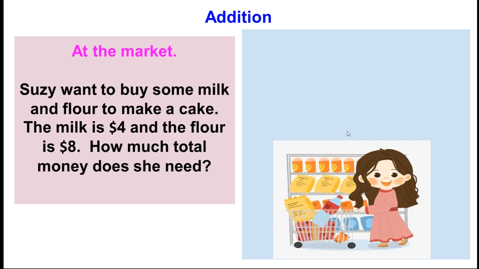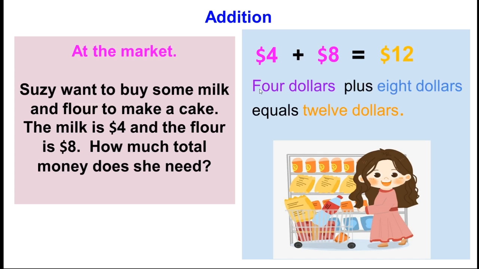We can also use addition when we're at the market. For example, Susie. She wants to buy some milk and flour to make a cake. The milk is $4 and the flour is $8. How much total money does she need? So let's take a look. We have $4 and we have $8. And what's my total? 12. So we say $4 plus $8 equals $12.